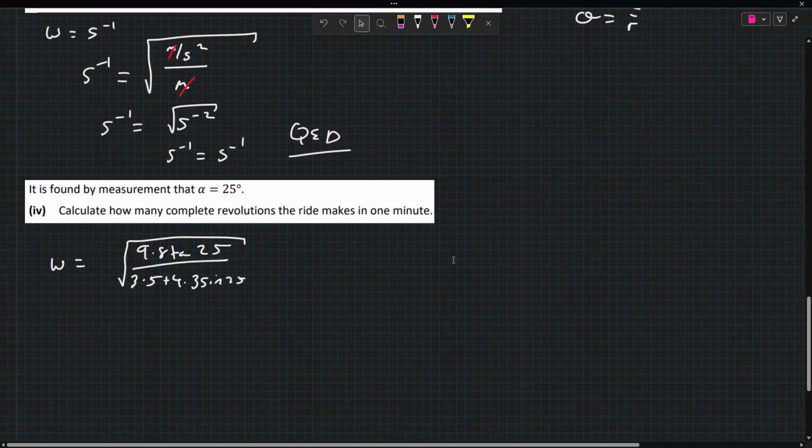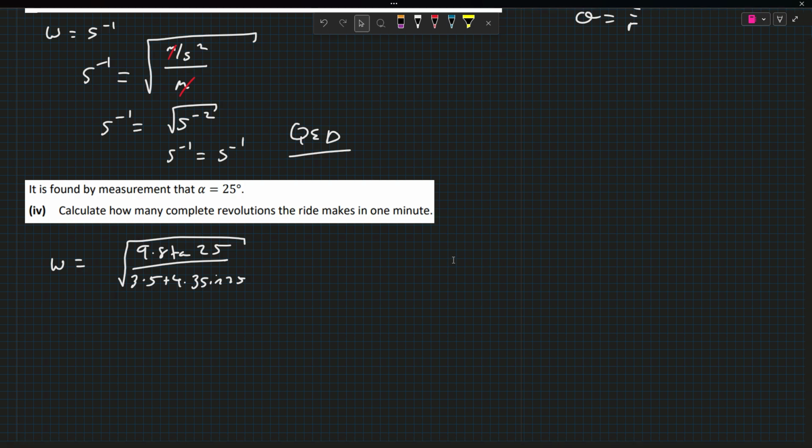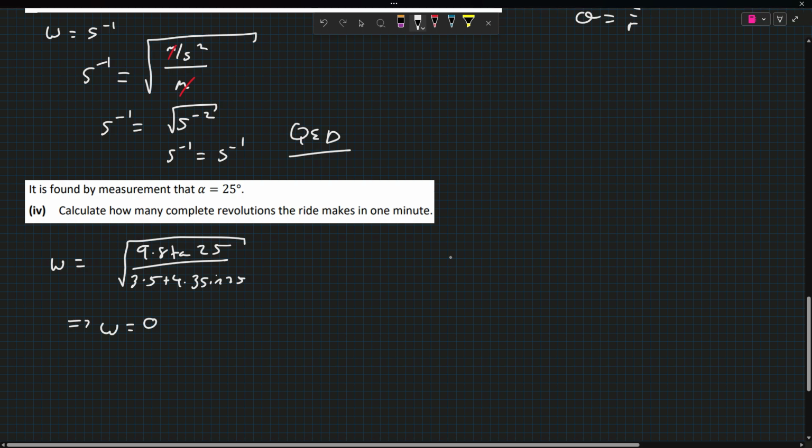So let's put this into the calculator. So square root of 9.8 tan 25 over 3.5 plus 4.3 sine 25. You get omega as 0.927 per second.